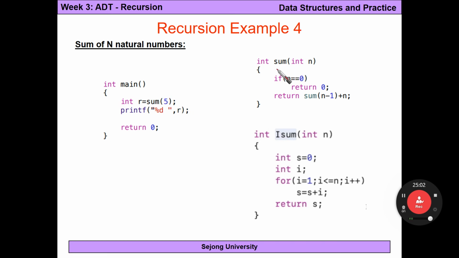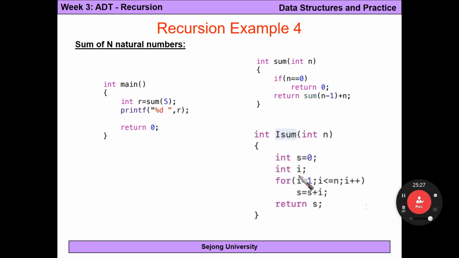So this is simply sum taking the value 5. It is checking if it is equal to 0, return 0, else it is adding. Here it will be 5 and here it will be 5 minus 1. So it will call it again. So this is the recursive function.